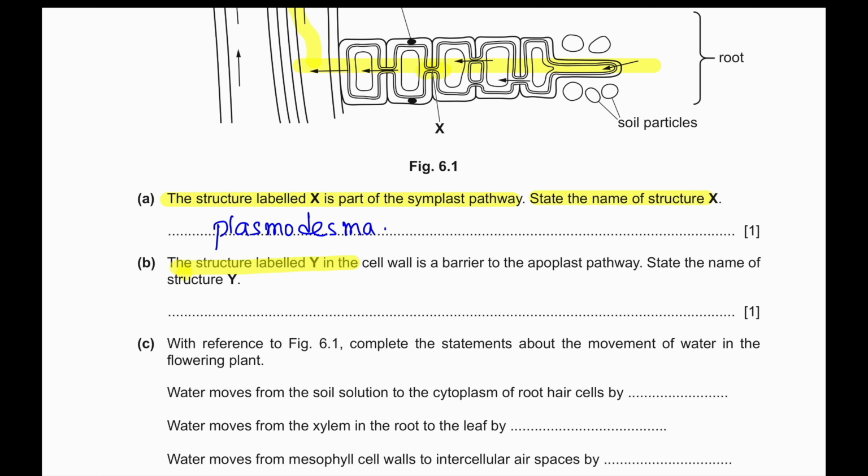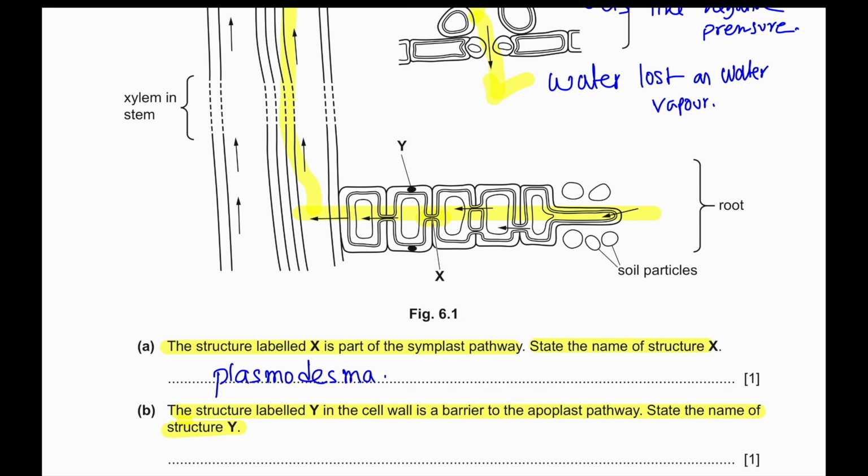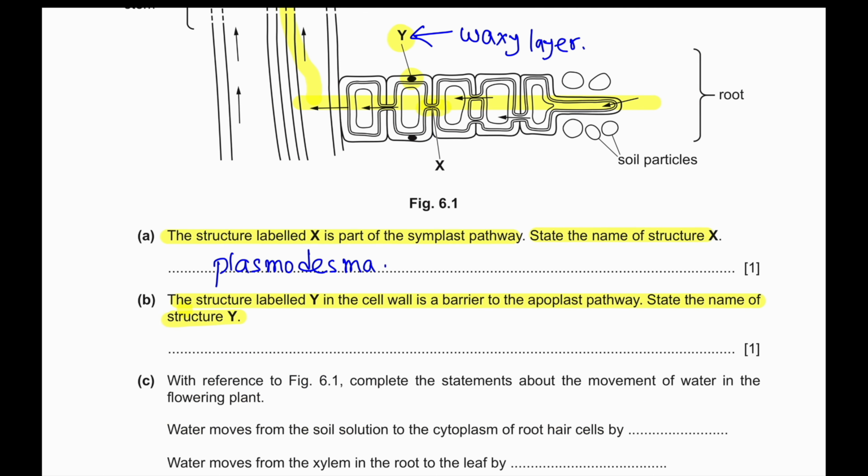The structure labeled Y in the cell wall is a barrier to the apoplast pathway. State the name of the structure Y. So the structure Y is a waxy layer. It is a waxy layer which is known as the Casparian strip.